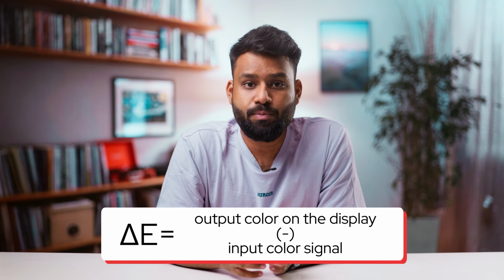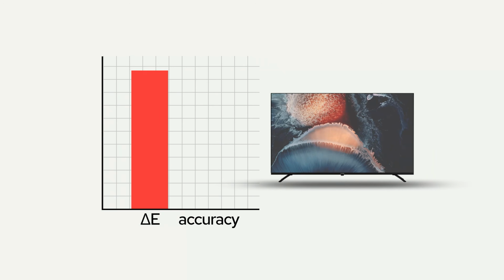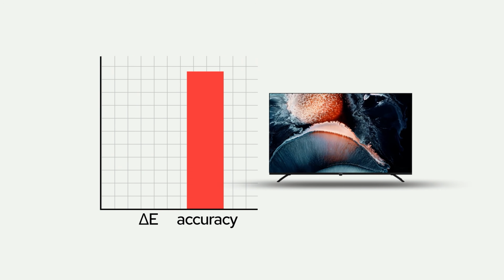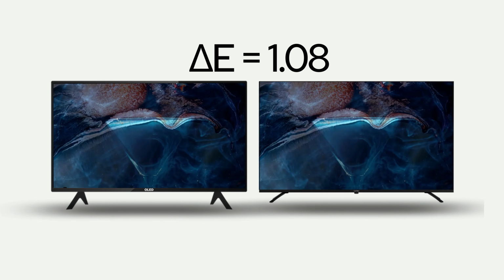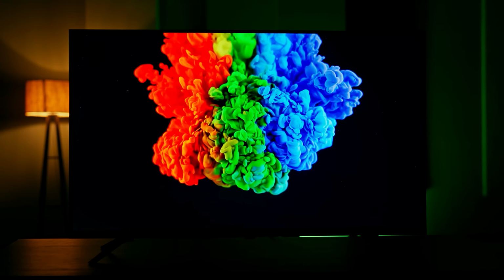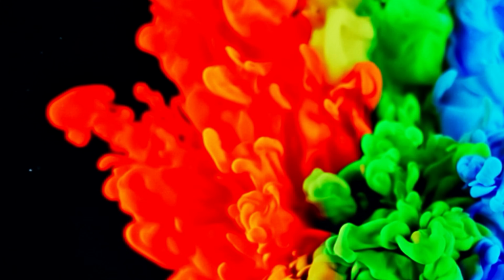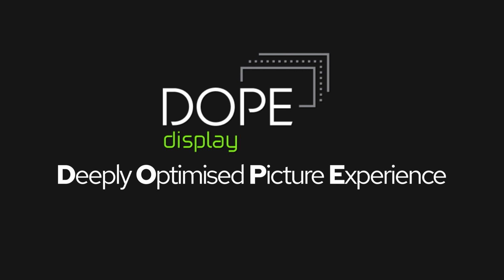Now, we know that delta E value for a TV basically tells you the difference between the input signal and the color that's output on the display. And while it's very complex to calculate a delta E value, all you need to know is that lower the delta E value, the better the accuracy. And when we measure the delta E value in HDR for our Lumio TVs, it's at a staggeringly low 1.08, which rivals some high-end OLED TVs as well. Now, this entire package or this entire system of an insanely capable panel and our awesome tuning sauce is something we are calling a deeply optimized picture experience, or DOPE display for short.